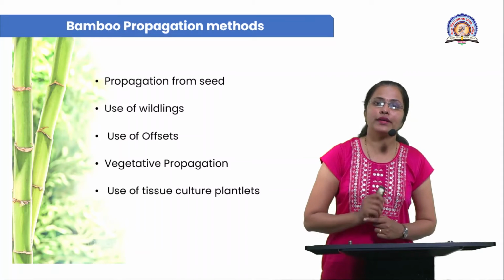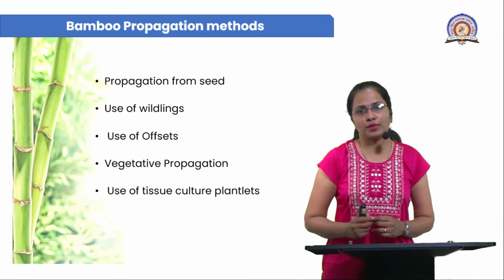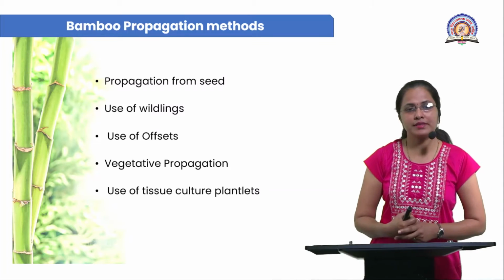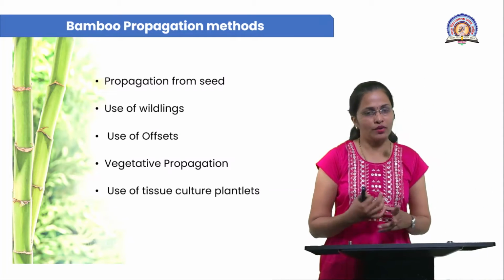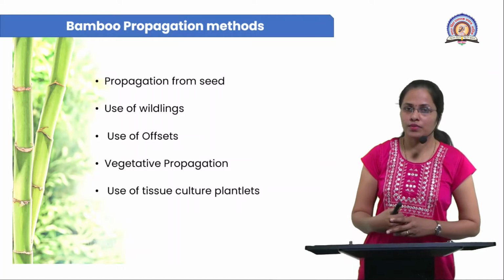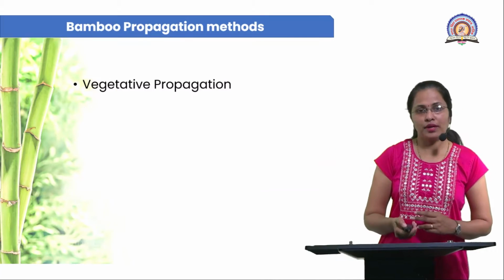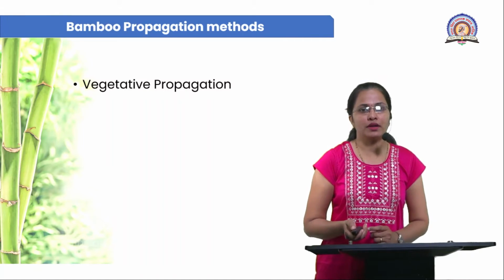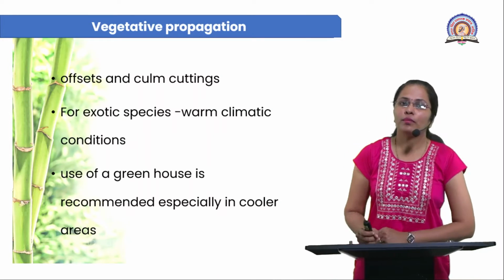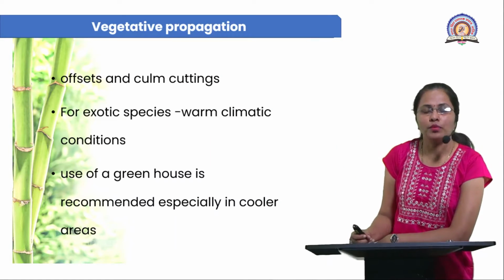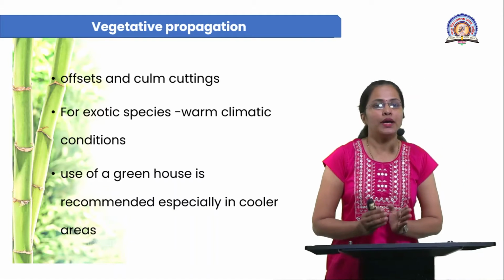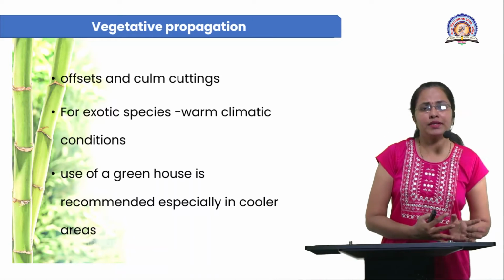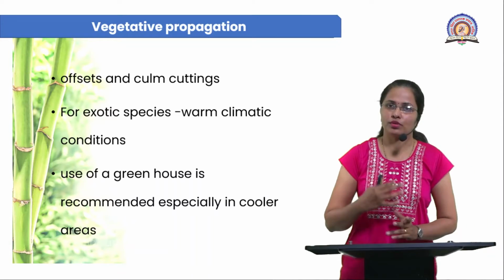Last time we already listed the different types of propagation methods of bamboo, that is propagation from seed, which we have already studied, then the use of seedlings, and the use of offsets. In today's practical, we are going to focus on the vegetative propagation methods in bamboo. When we talk about vegetative propagation in bamboo, generally it is carried out by means of offsets or clump cutting. As discussed earlier, we have already discussed the offset.